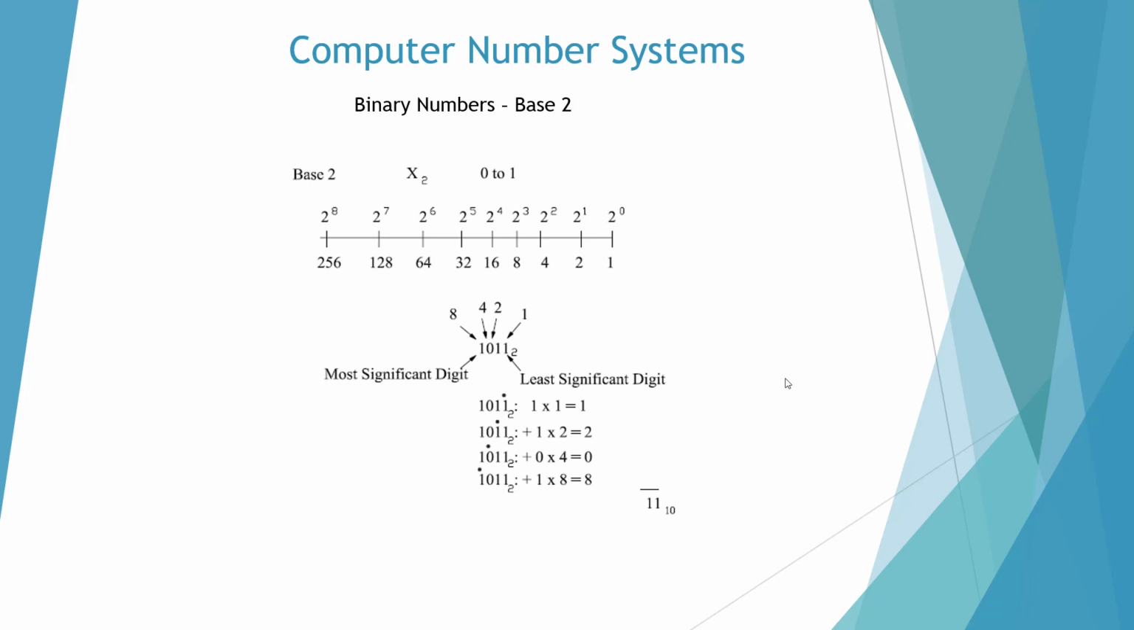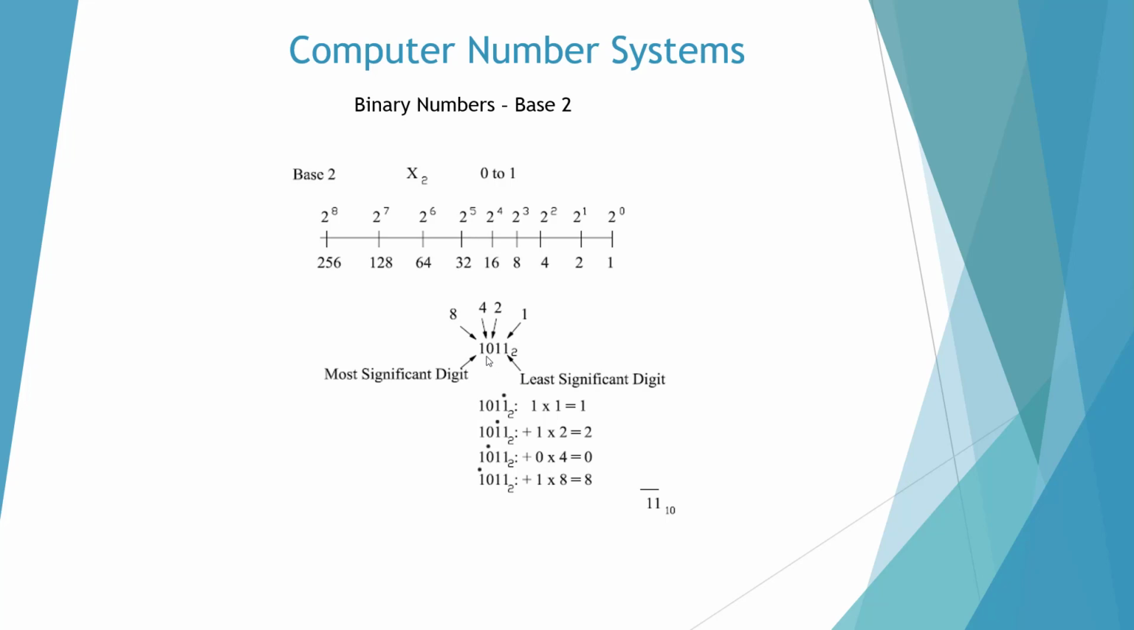Here we have binary numbers, base 2. 2 to the 0 would be 1, and we only have digits of 0 and 1 to work with. So here's 2 to the 1, 2, 2 to the second, 4, then we have 8, 16, 32, 64, 128, and 256 for the value of each digit.